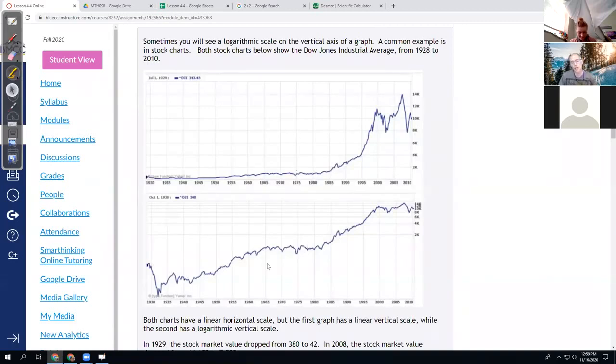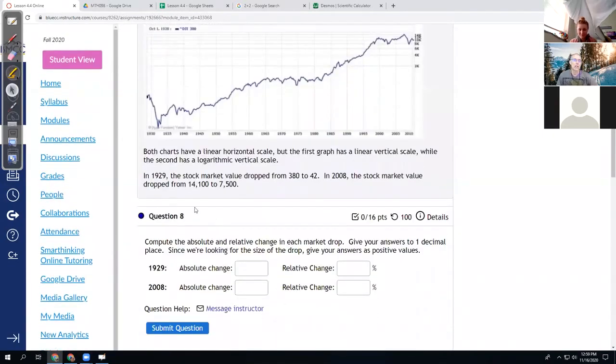Now these two graphs are going to help us determine some information, but we're going to make some calculations first. In the last paragraph of the intro, we're given information about a drop that happened in 1929 and a drop that happened in 2008. Some of you might not remember this, but in 2008 there was a housing market crash that took down the whole stock exchange, and a whole bunch of banks failed. It was a huge drop from 14,000 to 7,000 roughly.